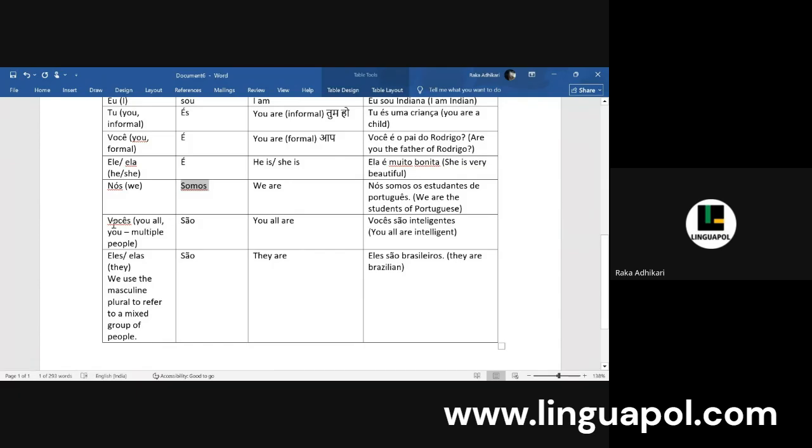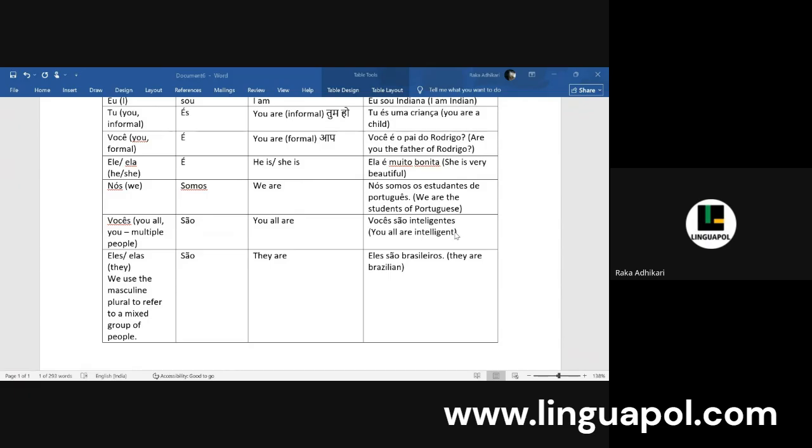Then we have vocês, that is you all, aap sab. Vocês são. You all are. For example, you all are intelligent. Vocês são inteligentes. Here we are talking about a permanent characteristic trait of a person. So we are using the ser verb. Vocês são inteligentes.